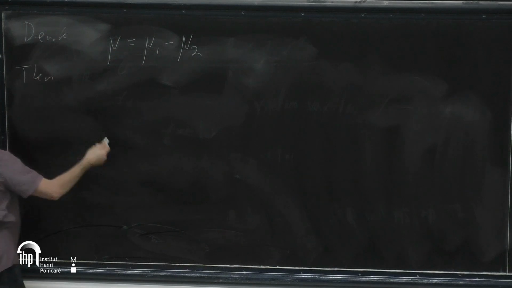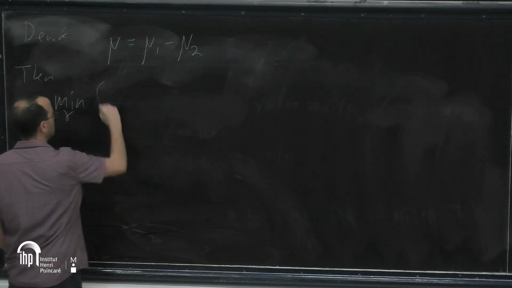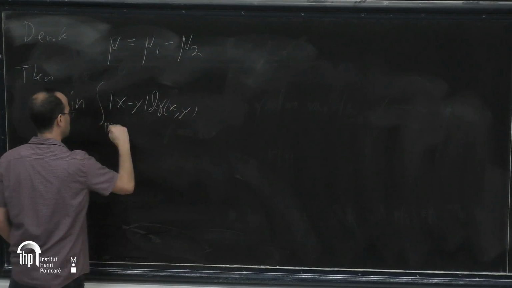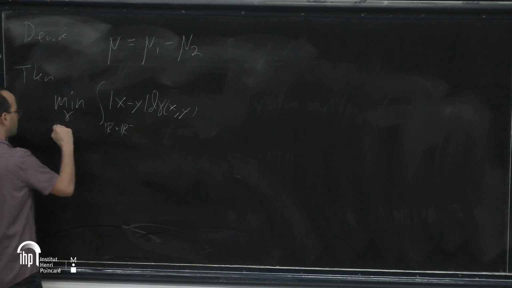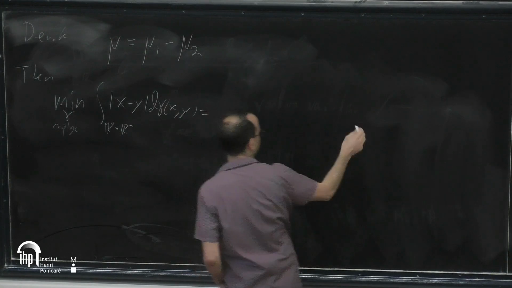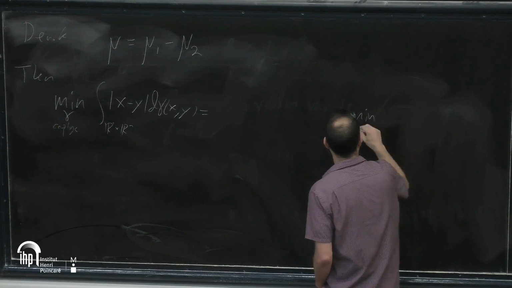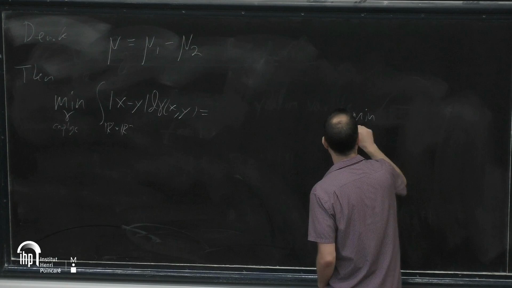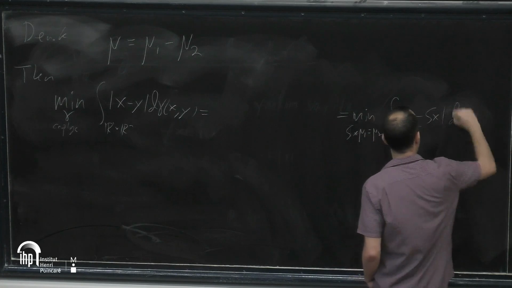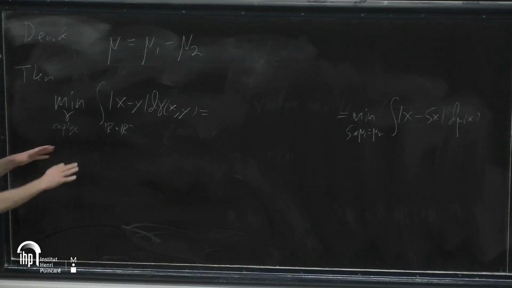Then the claim is that the following things are equal. First of all, I write minimum, not infimum, because it is attained. So the minimum over gamma of this cost over all couplings is the same as the minimum over T that pushes forward mu1 to mu2 of the transport cost. This is maybe expected. In linear programming, the optimum is attained at a vertex. You would expect things like that.